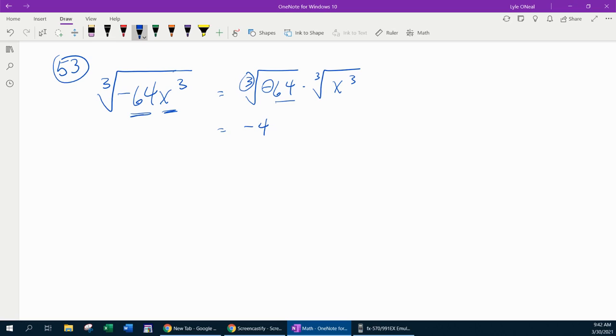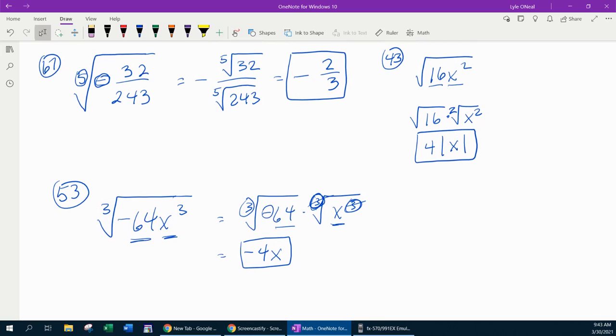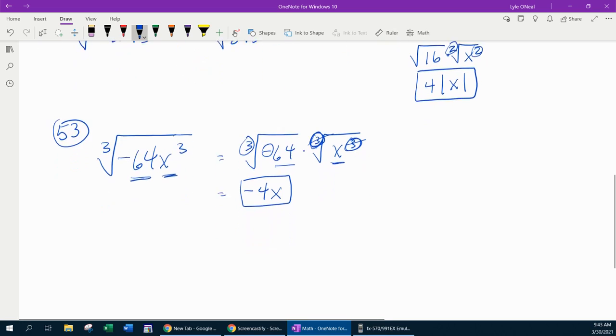And for the variable part of this expression, the index and the exponent match. So when the index and the exponent match, they cancel, and we get an x for the answer. If the index and the exponent are odd, you do not need the absolute value on the x like we did in example 43, where the index and the exponent were even. The absolute value is required.